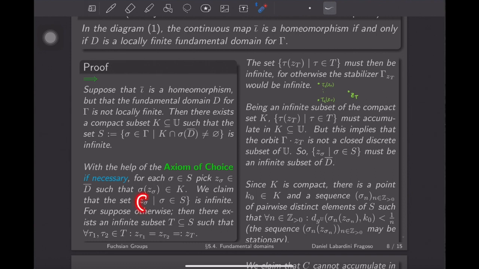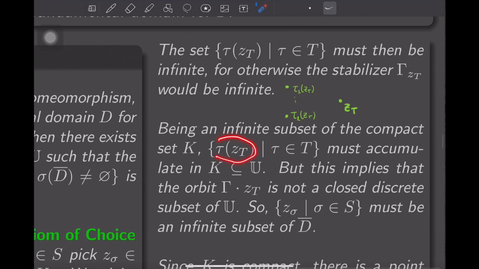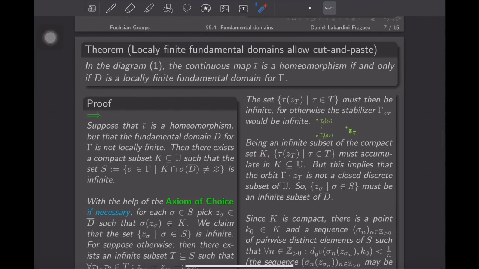And now, being an infinite subset of K: these Z's have the property that when I apply the corresponding sigma, I land in K. So these ones, when I apply the corresponding tau, I land in K. So this would be an infinite subset of K, which is compact, right? So my original K.